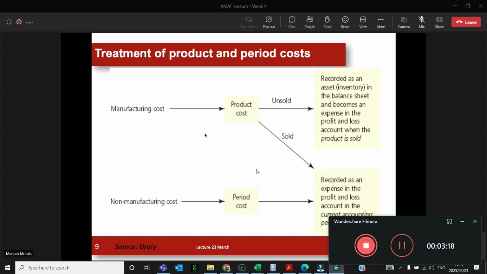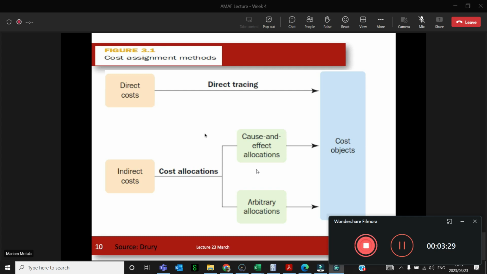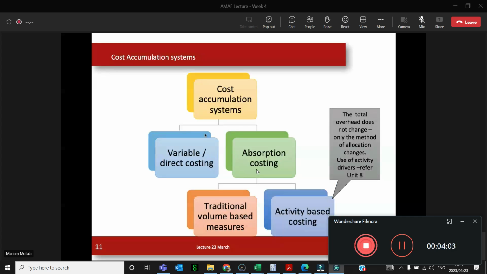We differentiate between that which is manufacturing costs and that which is non-manufacturing costs. It's also important for us to understand those costs which are directly traceable to our cost objects and those which are indirect, because when we look at absorption costing, we will have to find a mechanism that will work for our environment in terms of assigning those costs, whether we use arbitrary allocations utilizing the traditional approach, or we think about cause and effect allocation utilizing activity-based costing, which is going to come through in your Unit 8. We've already looked at traditional costing when we looked at Unit 3.